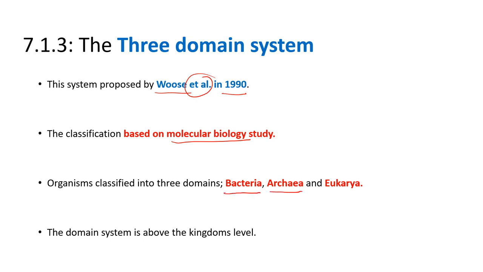bacteria, archaea, and also eukarya. Bacteria and archaea are basically prokaryotes. Eukarya are eukaryotes. The domain system is above the kingdom level. So before you enter the kingdom level, you have the domain, and then only it enters into the kingdom taxon.